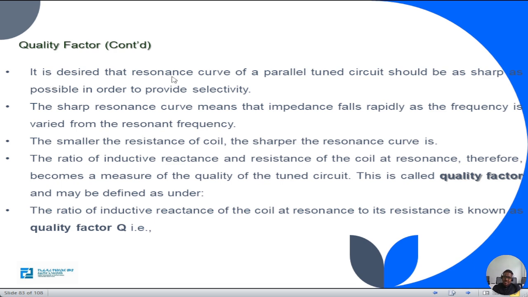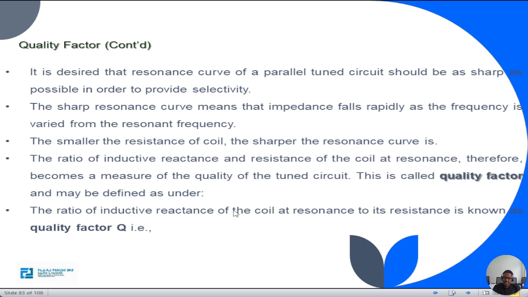It is desired that the resonance curve of a parallel tuning circuit should be as sharp as possible in order to provide selectivity. The sharp resonance curve means the impedance falls rapidly as the frequency is varied from the resonance frequency. The smaller the resistance of the coil, the sharper the resonance curve is. The ratio of inductive reactance and resistance of the coil at resonance therefore becomes a measure of the quality of the tuning circuit. This is called quality factor and may be defined as follows: the ratio of inductive reactance of the coil at resonance to its resistance is known as quality factor.